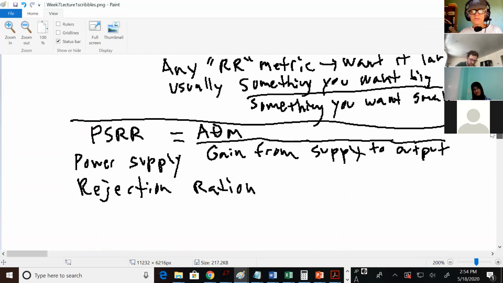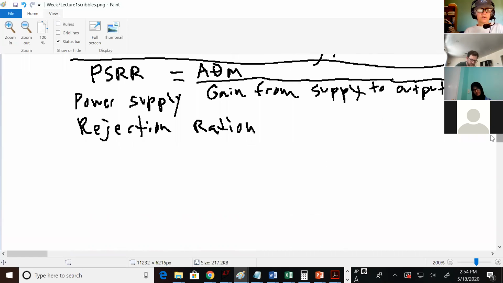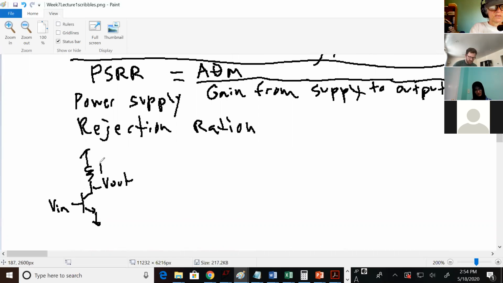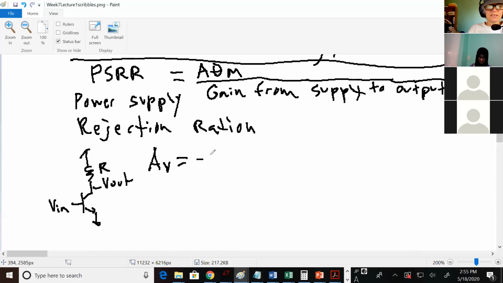So let's go back down to our power supply rejection ratio. And let's look at a common emitter. V in, V out. Okay, this time it's not ADM. Think of it more as the gain that you want. So what's the AV, the gain of a common emitter? Negative gm, ro in parallel with R. Yes. Okay, so we've got that. That's the gain we want. That's going to go in the numerator.